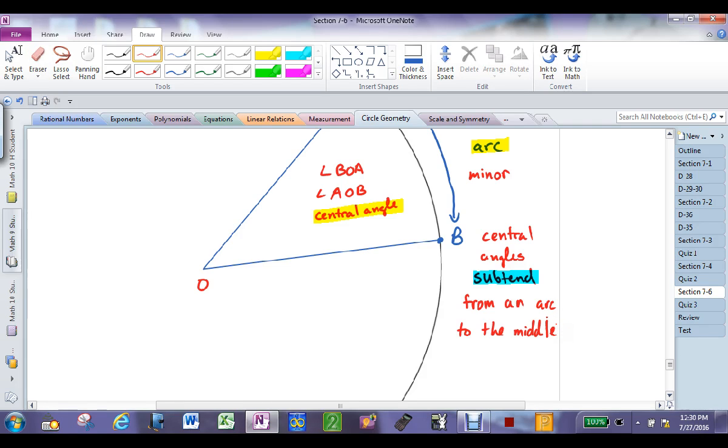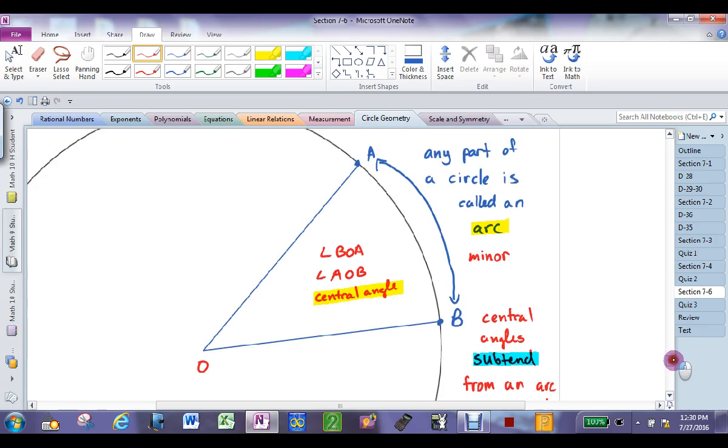Is everybody good? All right, so now use your protractor to measure the angle. Everybody's will be different. Just measure it and write yours down.